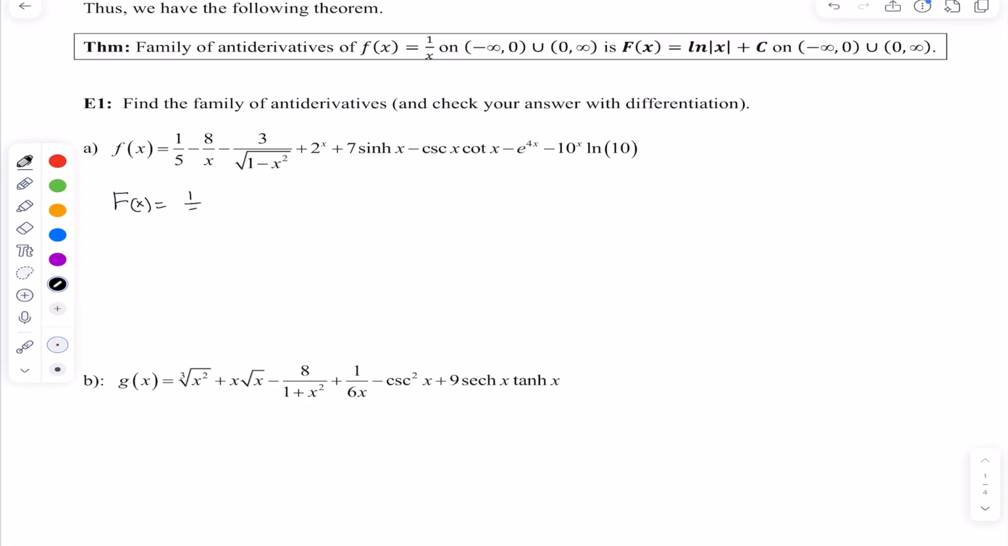Now we're going to make educated guesses on what the antiderivative is. So right now we're going to look at the antiderivative of each of these functions. Since they're only separated by an addition sign or subtraction sign, we could look at each function here separately and go ahead and add all the antiderivatives together.